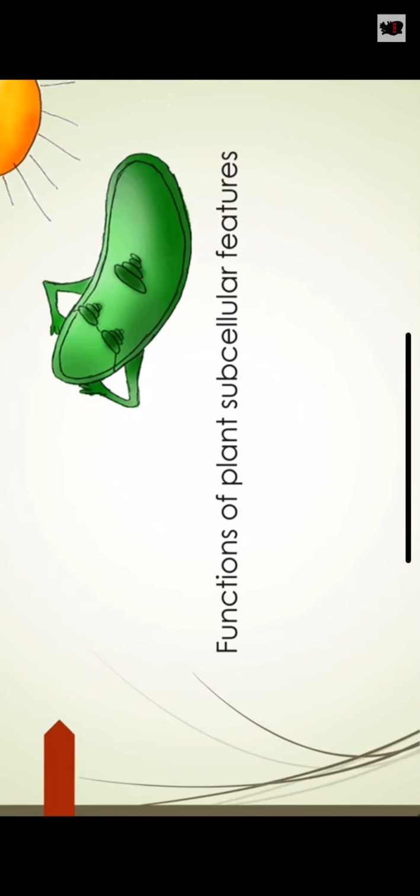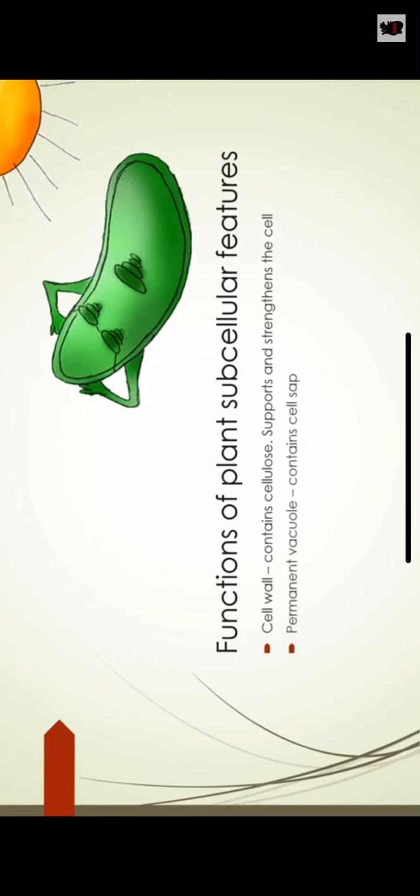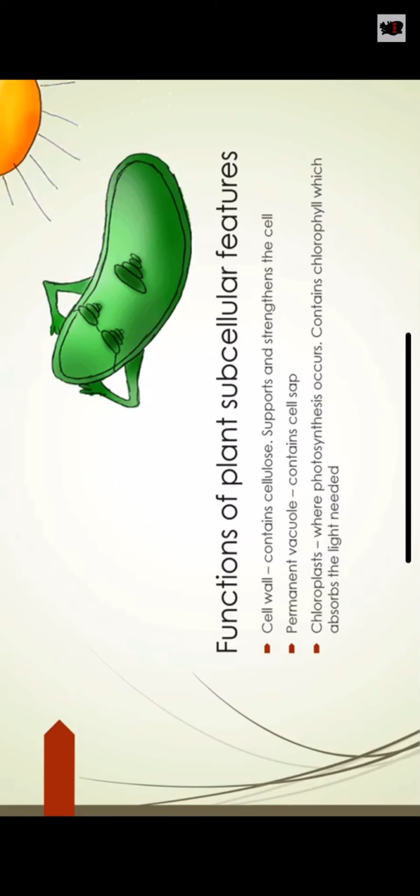Okay, so to remember the function of chloroplast, we have chloroplast bathing in the sun. Okay, the cell wall contains cellulose, supports and strengthens the cell. It's this chemical called cellulose that strengthens it, and plants produce this by using glucose that they make from chemical reactions. Okay, permanent vacuole, that contains cell sap. Now, the cell sap contains a weak solution of sugars and salts. Chloroplast, where photosynthesis occurs, it contains chlorophyll, as we've already mentioned, which absorbs the light needed. So here, this guy's absorbing all that sunlight, which is basically the thing that they need for photosynthesis to occur.